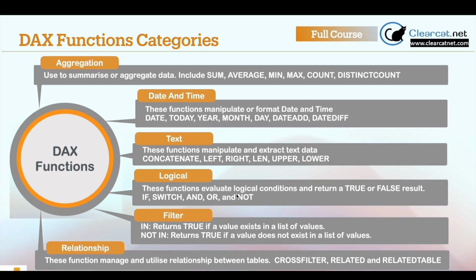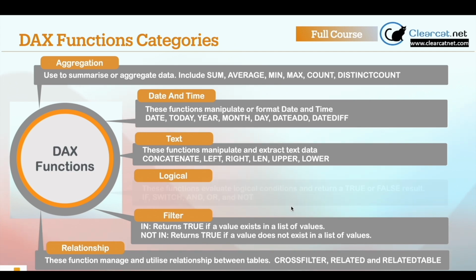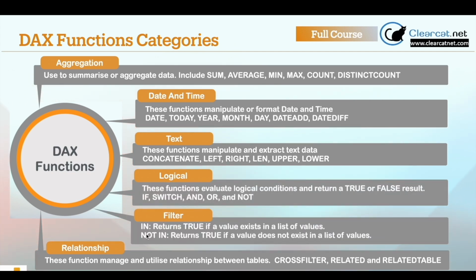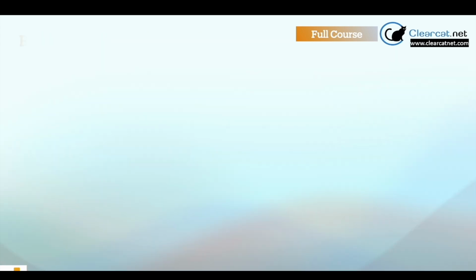Logical functions evaluate logical conditions and return true or false results, like if, switch, and, or, and not. Filter functions, like in and not in, return true or false as per our argument. Relationship functions manage and utilize relationships between tables, like cross filter, related table kind of things. So these are the total 6 categories of the functions which we are going to use in our Microsoft Power BI.